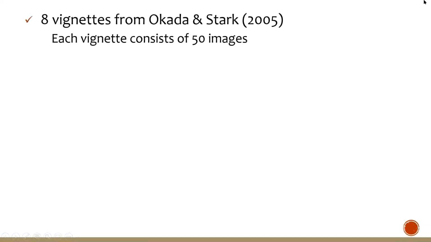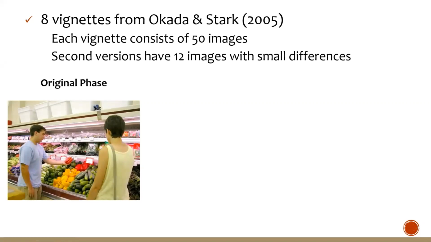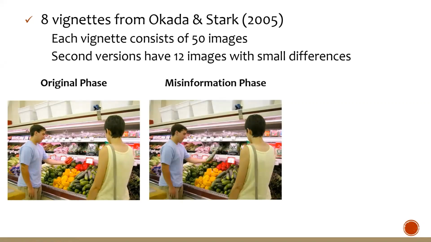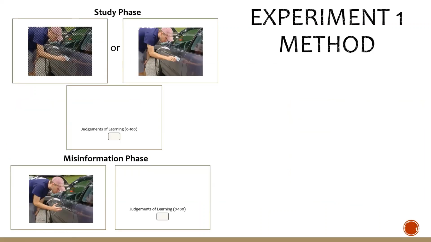Eight vignettes from the Okada and Stark study were used. Each vignette consists of 50 images, and to create false memory, they created second versions of the vignettes, which have 12 images with small differences. Here is an example. In the original phase, the guy is holding a pepper. In the misinformation phase, he was holding a cucumber. We created a masked version of the original phase to manipulate fluency in initial encoding.